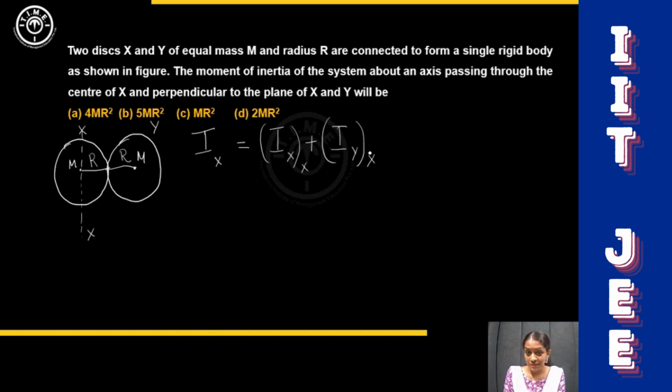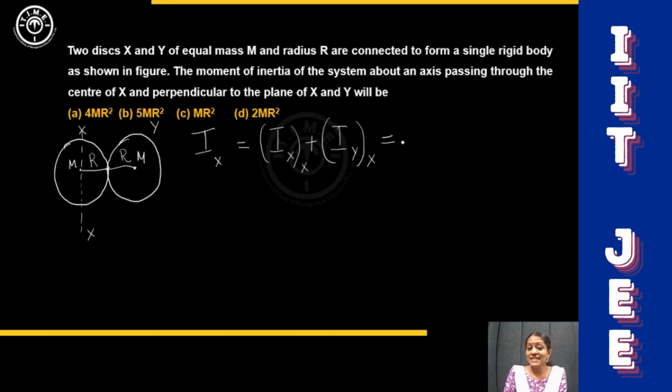Hope the concept is clear. Moment of inertia is a scalar quantity. So if you have a system consisting of multiple particles, then the total moment of inertia of that system about a particular axis will be just the sum of moment of inertia of each particle about that particular axis. Here we are having a system consisting of two disks X and Y, and if you want to find the moment of inertia of the entire system about the axis passing through the center of X, then you have to take the sum of moment of inertia of each disk about the axis passing through center of X.